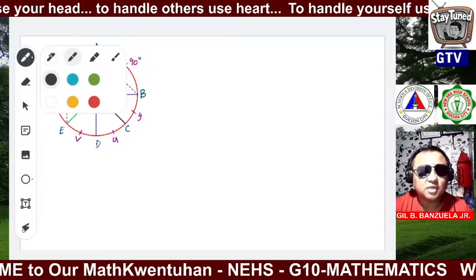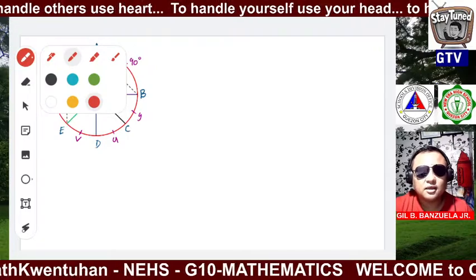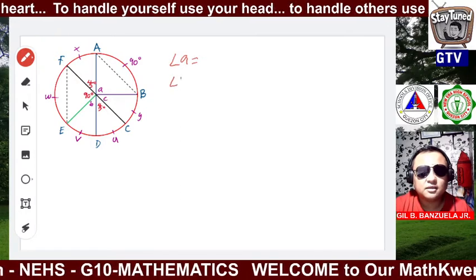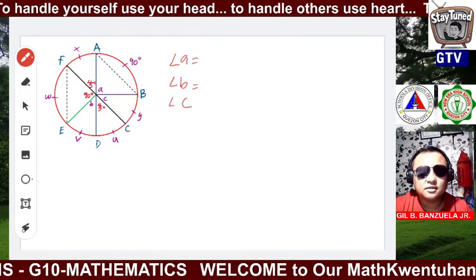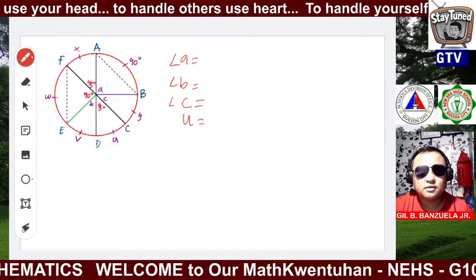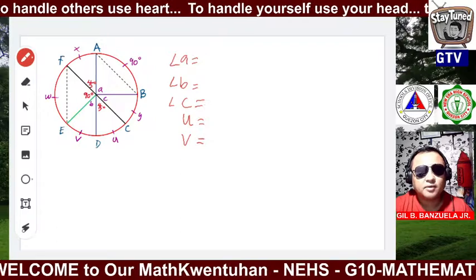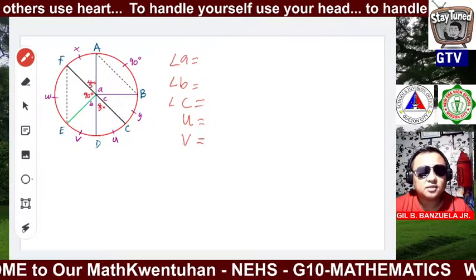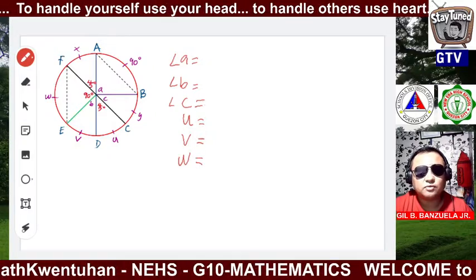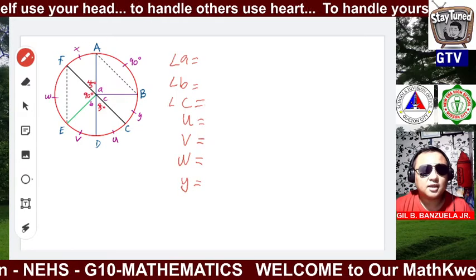So, list down natin yung mga yon. Hinihingi sa atin ang value ng angle A, angle B, angle C, arc U, arc B. Gumamit ako ng single letter para mabilis tayo magkwentuhan, guys. Pero alam natin na yung arc U is arc CD or DC, so wag tayo malilito dyan. So, arc W, arc Y. Isa-isayin natin. Ano yung pwede nating agad malaman.